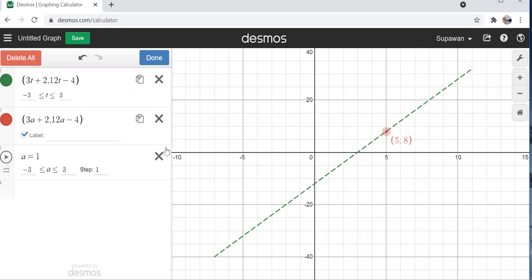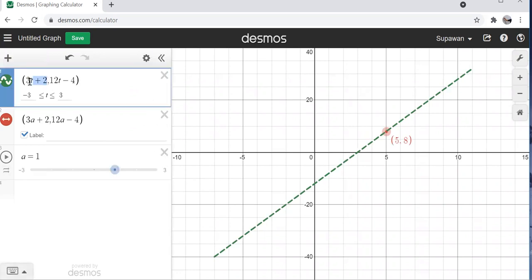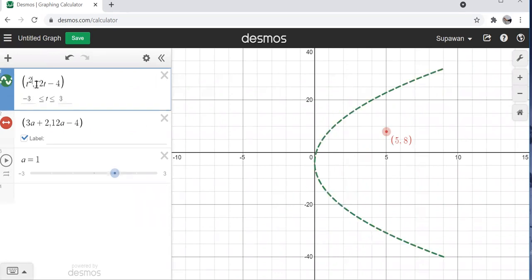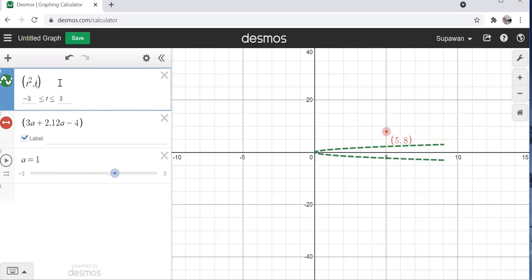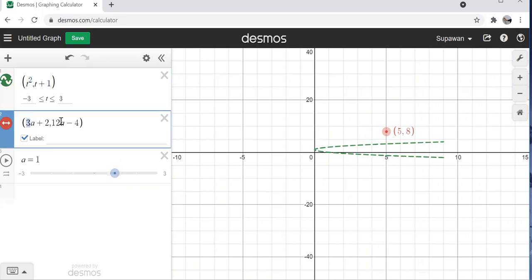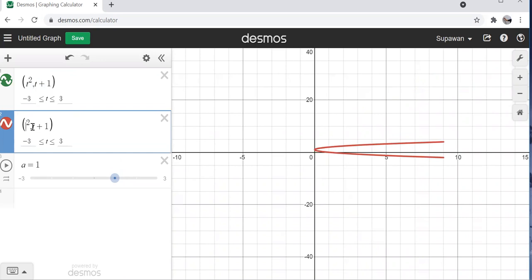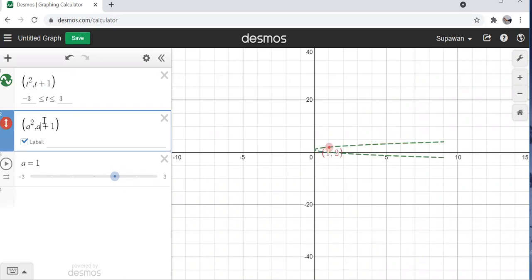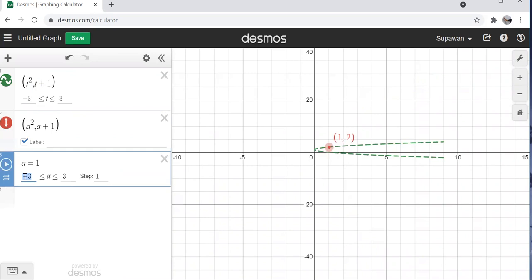For the second one, the function of x is t squared, so type t squared for the x coordinate. The y is t plus 1, and the range of t is the same, from negative 3 to positive 3. Same thing for the setup of the slider to see the trajectory: change t to a, and set up the slider value of a the same.